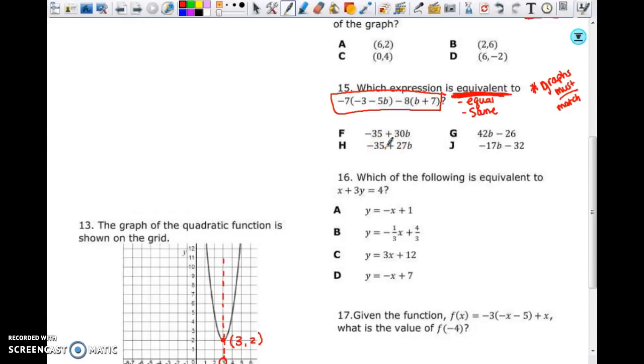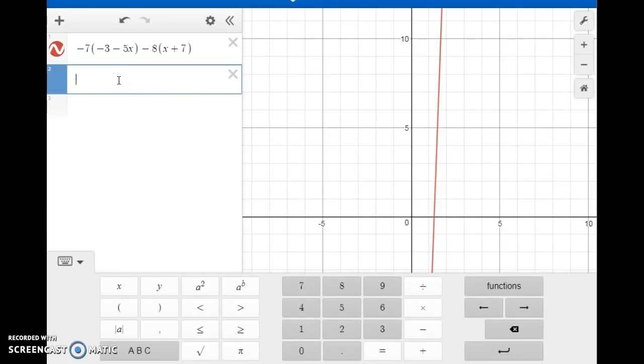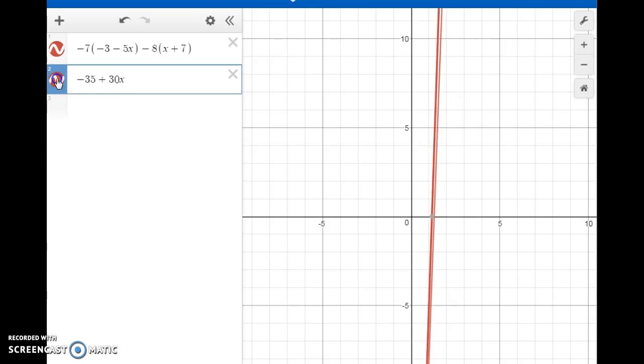So let's try one. I'll do one example. So I'll do F, negative 35 plus 30. Remember B, we use X. So it's going to be negative 35 plus 30B. Negative 35 plus 30. Again, we don't use B, we use X. So I plugged it in. Now, first of all, it gave me the same color, so it's kind of tricky.